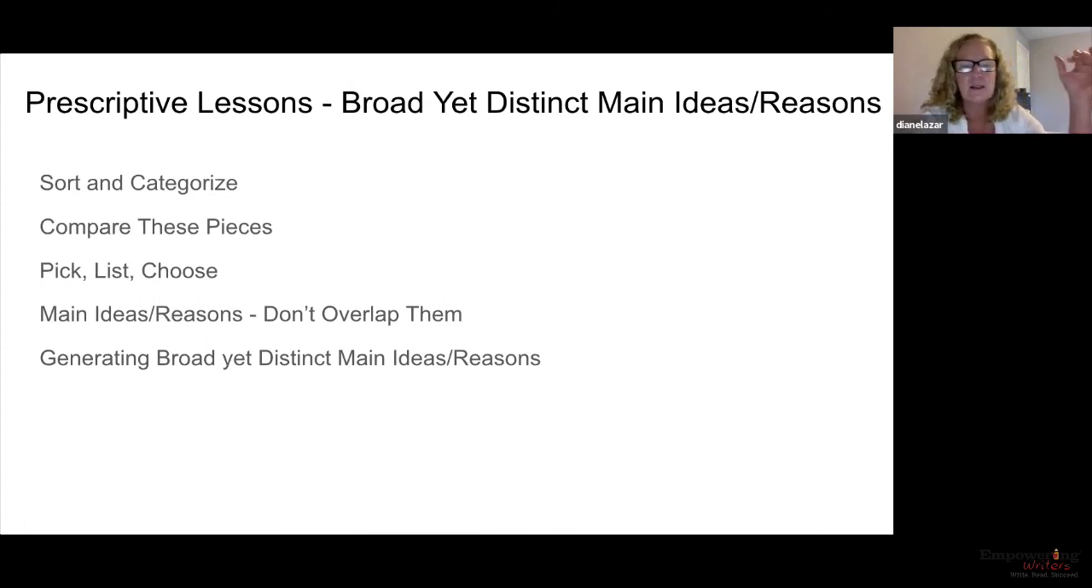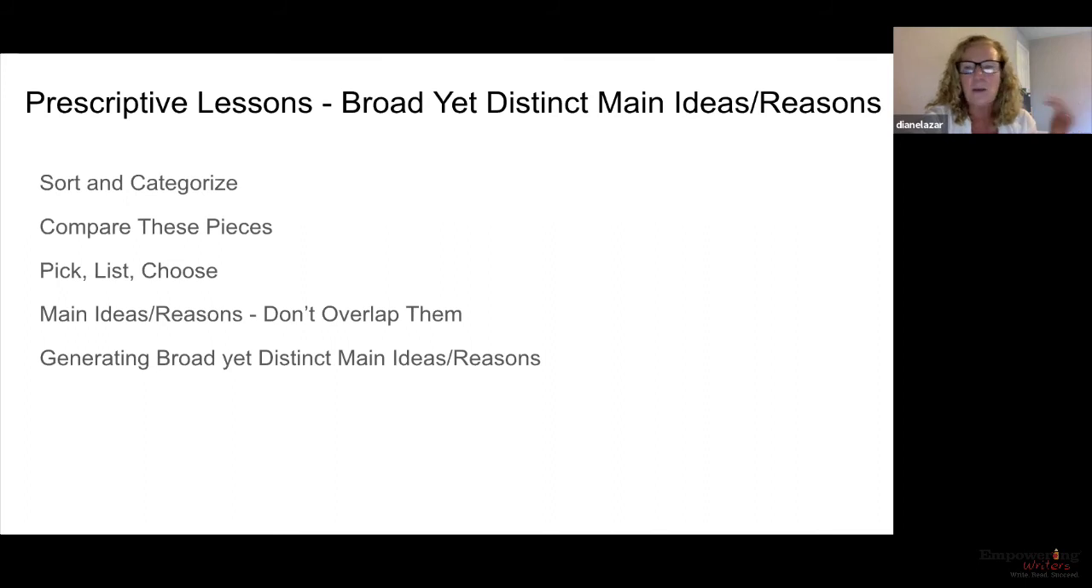Noticing that Olivia's piece, there's some really good parts about Olivia's piece, but the fact that those main ideas were so overlapping really caused me to then look at it and score it fairly poorly. It's going to score kind of low, even though I know Olivia is a really good writer. She has a ton of potential. So when I notice that, what I'm going to do is go back to my prescriptive lessons. These all come from the section in the informational guide called Broad Yet Distinct Main Ideas.